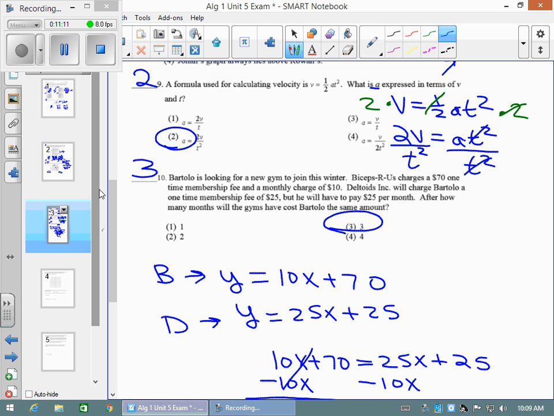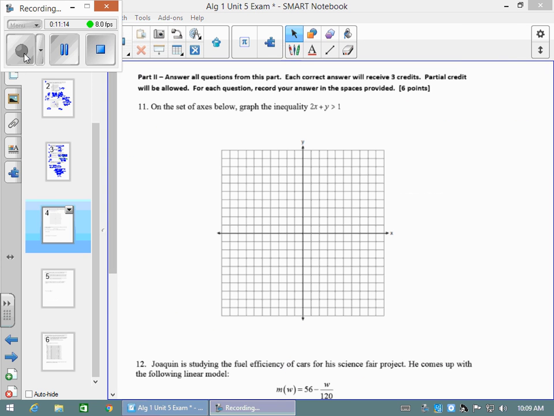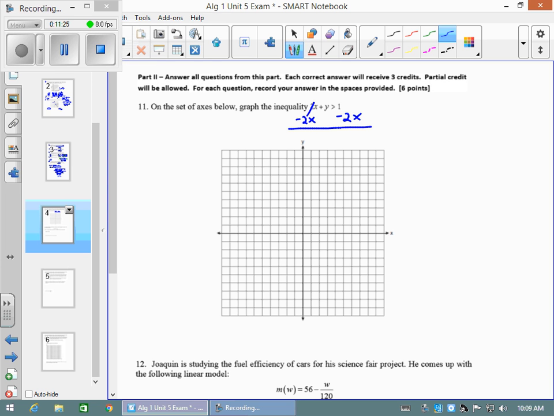Okay, so for question 11, we're being asked to graph this inequality. The first thing I need to do in terms of graphing would be to solve for y. So I'm going to subtract 2x from both sides of my inequality, and I get y is greater than negative 2x plus 1. Okay, so I'm going to start graphing this using slope and y-intercept. I have a y-intercept of 1, and my slope is negative 2. So I'm going to go down 2 over 1, down 2 over 1, down 2 over 1. And if I want to plot a few more points, I could go up 2 to the left 1.